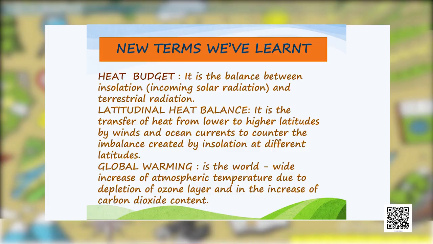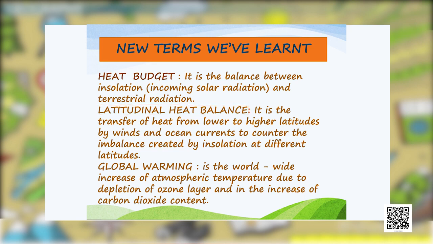After going through this part 2, there are a few new terms which you have learnt. The first important term is the heat budget, which is the balance between the insolation, that is incoming solar radiation, and terrestrial radiation, which maintains the heat on the planet Earth. Latitudinal heat balance is the transfer of heat from lower to higher latitudes by winds and ocean currents to counter the imbalance created by insolation at different latitudes.